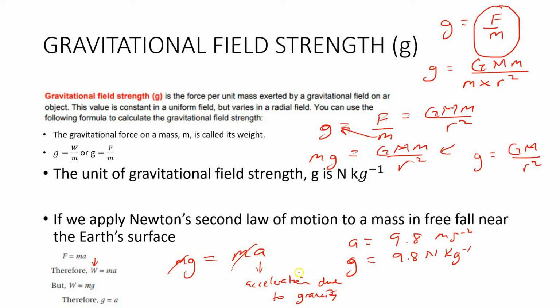So this is how we came up with the whole concept about gravitational field strength being equal to the acceleration due to gravity. And I think we know by now that the acceleration due to gravity is 9.8 meters per second squared, or you could say 9.8 newtons per kilogram. All right.